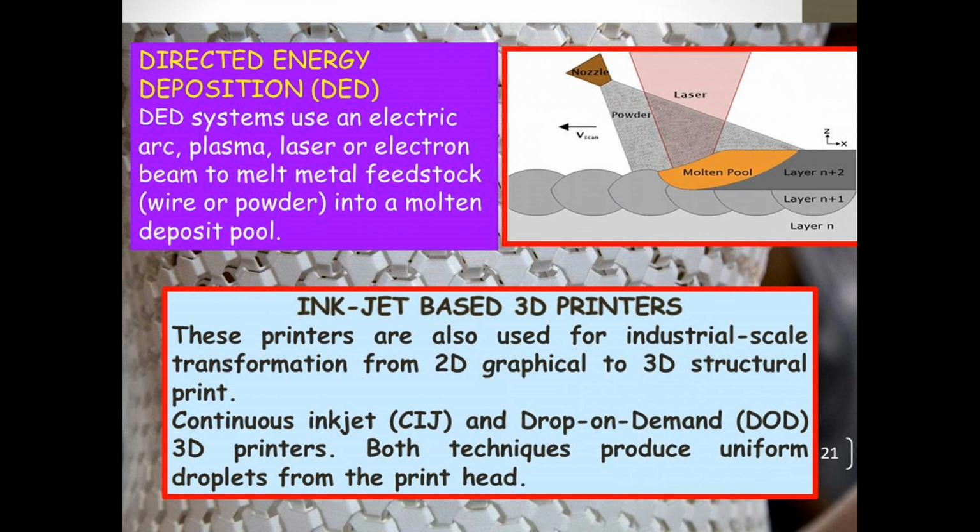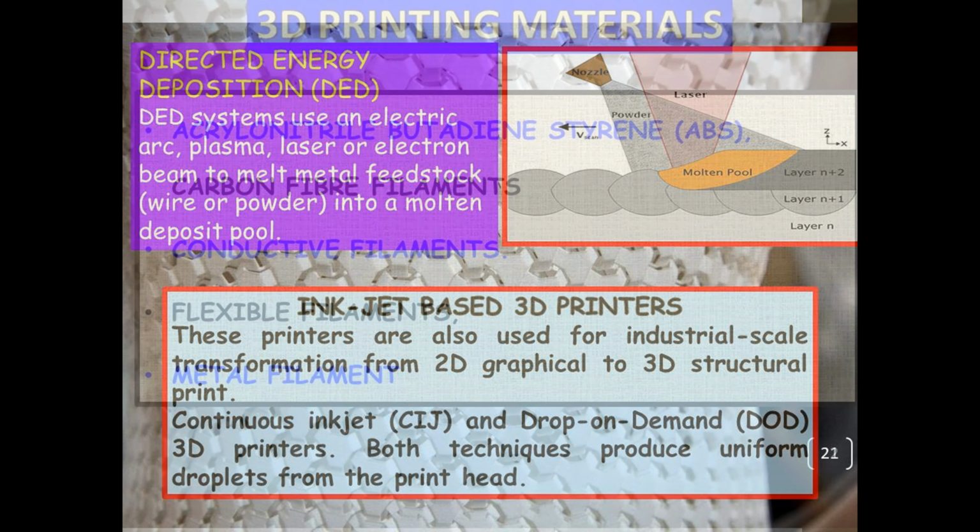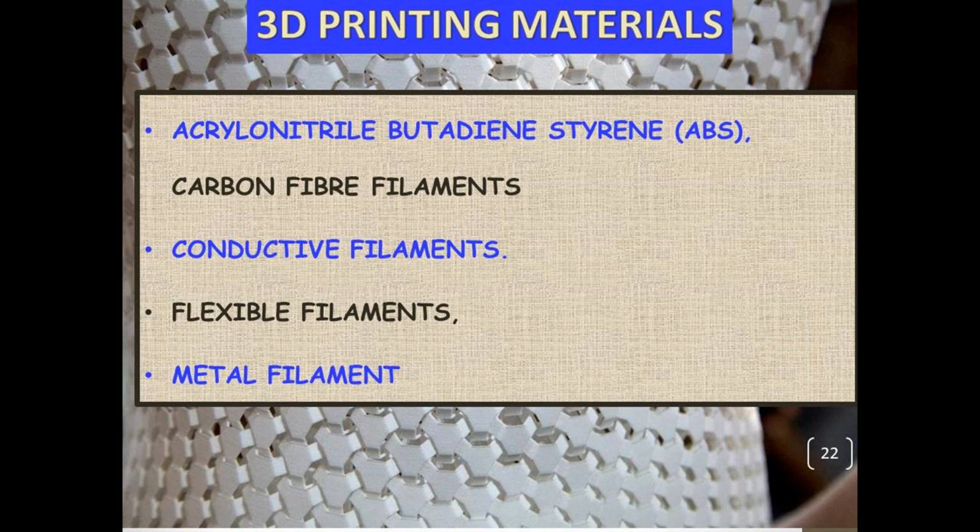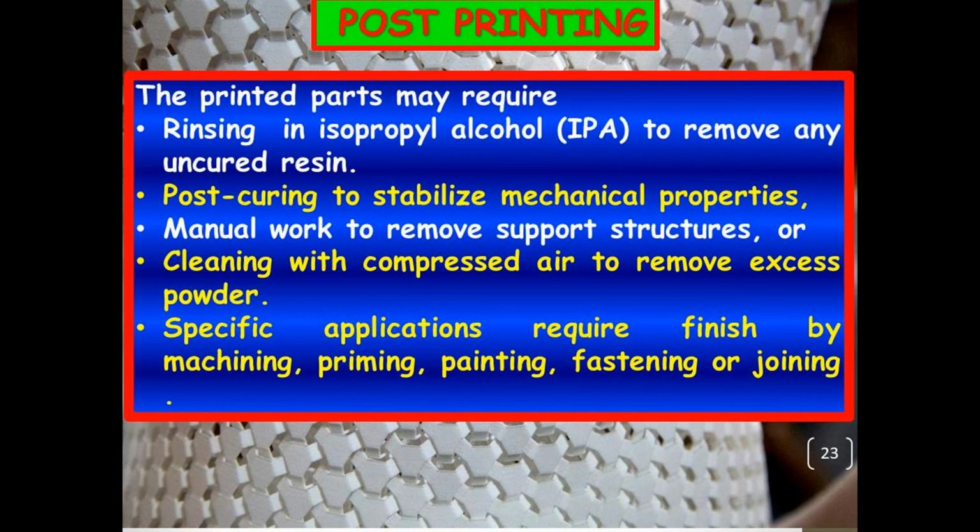Inkjet based 3D printers. These printers are also used for industrial scale transformation from 2D graphical to 3D structural print. Continuous inkjet (CIJ) or drop on demand (DOD) 3D printers. Both techniques produce uniform droplets from the print head. Printing materials. There are many types of material that can be used. Most important are acrylonitrile butadiene styrene (ABS) plastic, carbon fiber filaments, conductive filaments, flexible filaments, metal filaments.